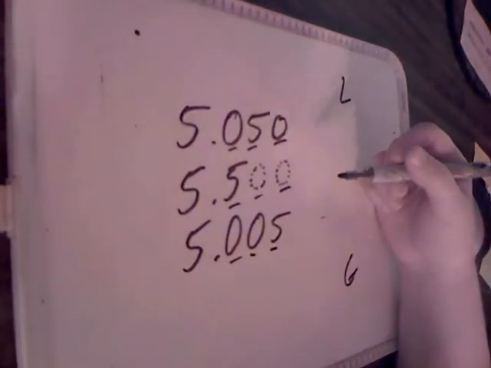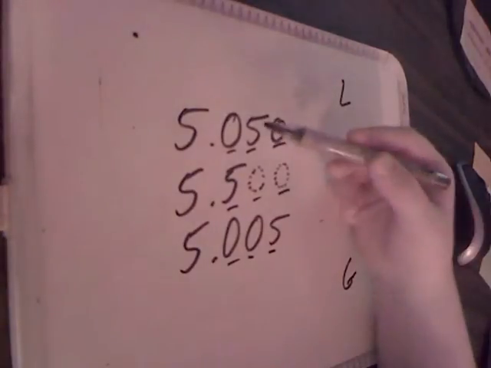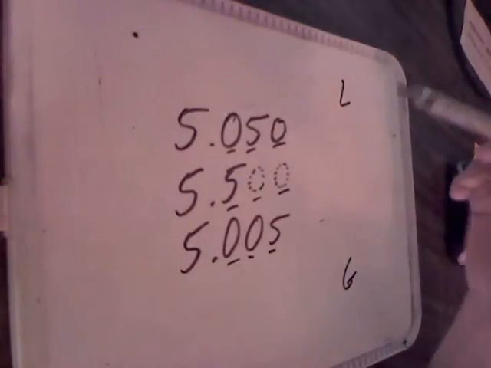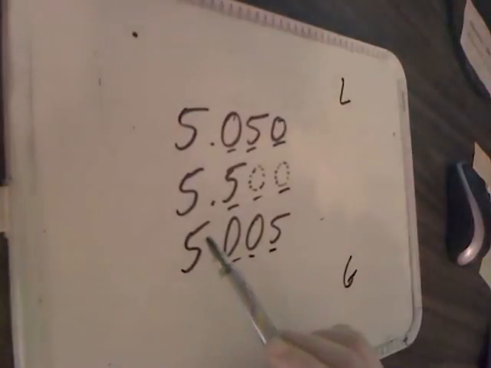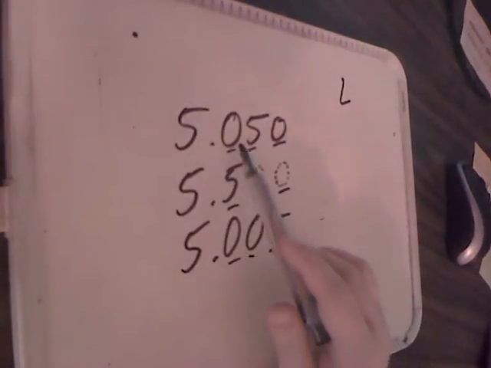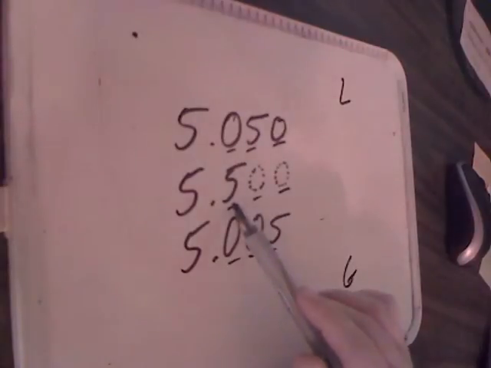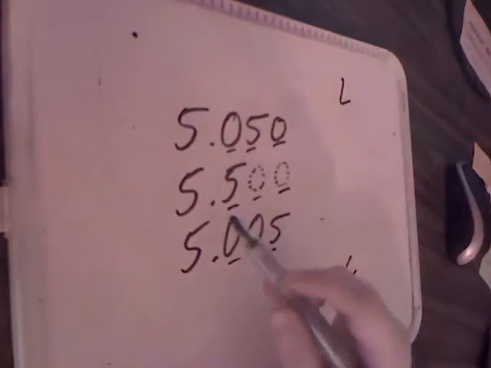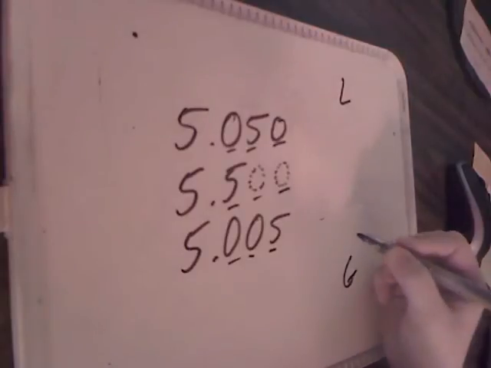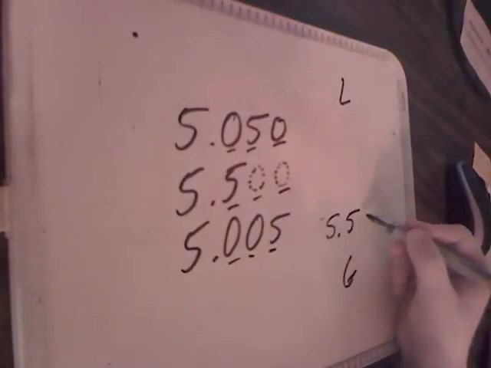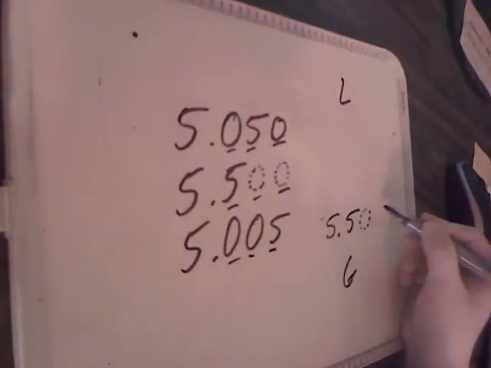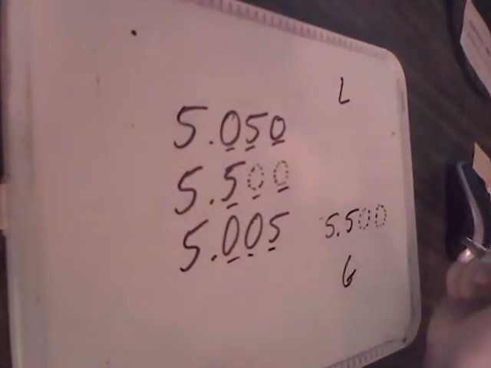So when we're putting things in order from least to greatest, we want to look first at the biggest digit, which is the digit all the way over to the left. So we're going to look at this 5. Well, they're all 5s, so that's not going to help us. So now we're going to go over to the next digit, which is the tenths digit. We see that 0 is not big, 0 is not big, 5 is big. So 5.5 is actually going to be the greatest number. And you don't have to put the invisible zeros, but you can if you wish.